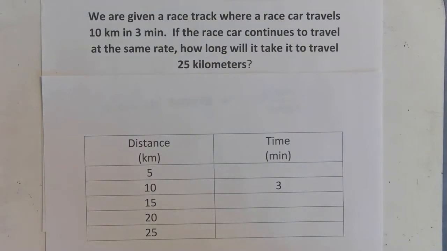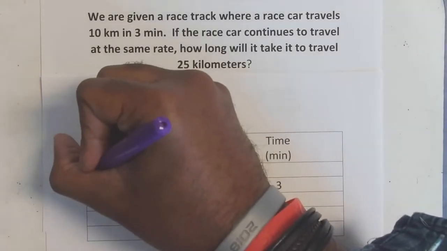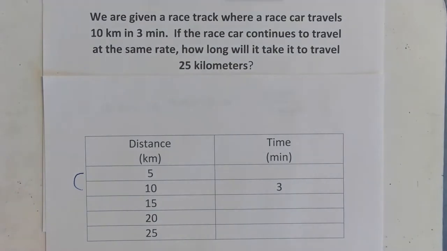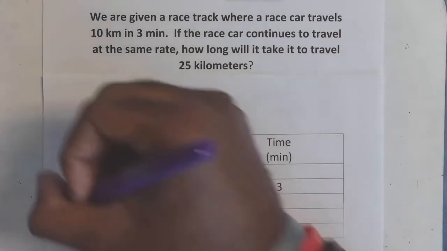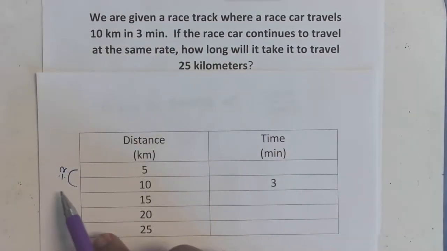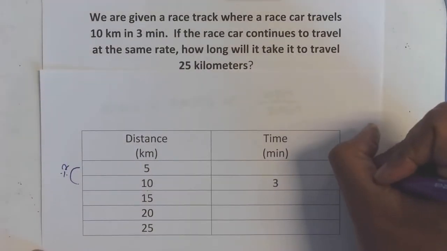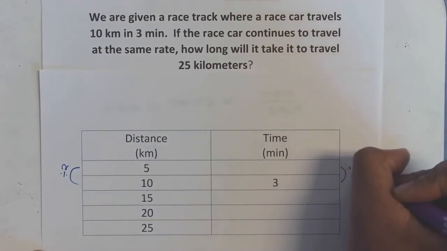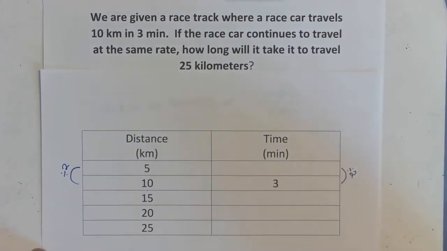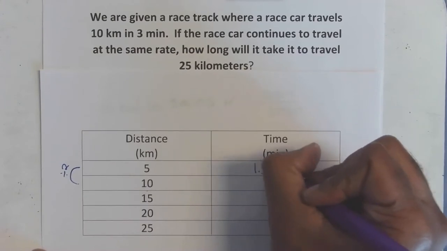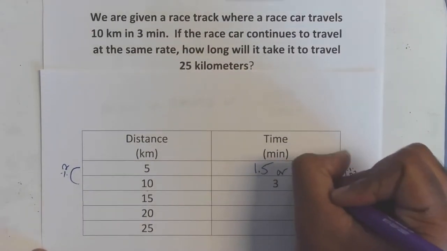Now let's see how we can find our times. What operation was performed to go from 10 kilometers to 5 kilometers? Correct, we divided. What did we divide by? 2. So when I take 10 divided by 2, I get my 5. So we can use the same operation with 3 minutes. I'm going to take my 3 and divide it by 2. 3 divided by 2 is going to give me what? 1.5.